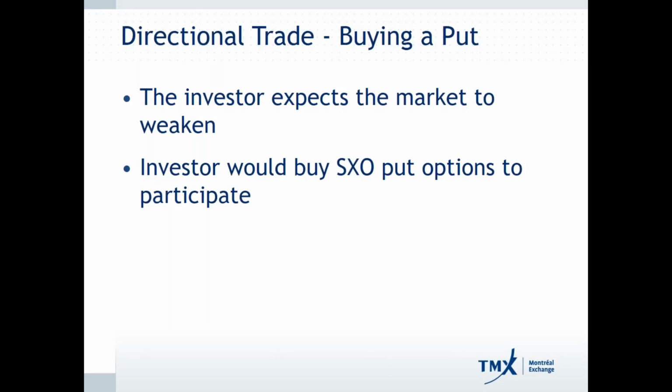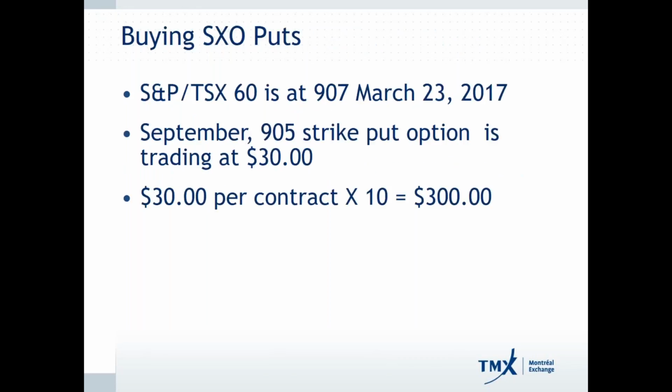Now, the other side, of course, to the market is the bearish side. And so if we have an expectation that the markets in general are going to drop, then what we would do is buy a put option to participate. If we take a similar price point here, S&P TSX 60 sitting at $907, and look at a slightly out of the money put at the 905 strike, then we would be paying $30 per contract, but the multiplier is 10, so that's going to cost us $300.